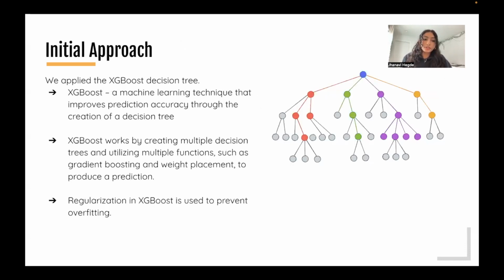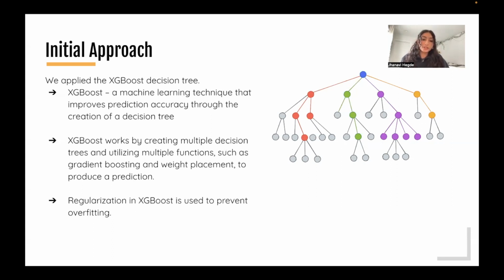So for our initial approach, we applied the XGBoost decision tree to predict energy production and consumption. XGBoost, or extreme gradient boosting, is a machine learning technique that improves prediction accuracy through the creation of a decision tree. As you can see on the screen here, a decision tree is a flowchart-like structure that reaches an outcome by passing through a series of decisions. And the more decisions you have, the more accurate your predicted outcome will be. XGBoost works by creating multiple decision trees and utilizing multiple functions, such as gradient boosting and weight placement, to produce a prediction.